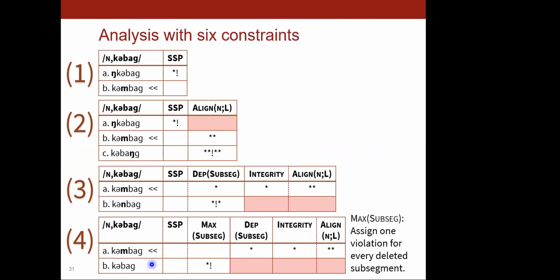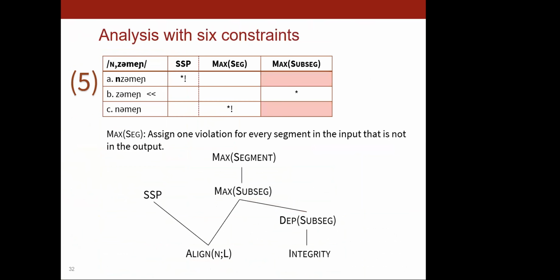So this candidate here, kabag, where the nasal segment is deleted and doesn't even appear, that candidate violates max subseg because the ghost element is gone. It doesn't violate integrity because it didn't do any copying, and it doesn't violate dep subseg because it didn't do any inserting, but it does violate max subseg because it deleted it. So by ranking max subseg over dep subseg and integrity, we still get the observed candidate as the optimal candidate, which is kumbag. Finally, we can consider a verb that exhibits the disappearing alternation.